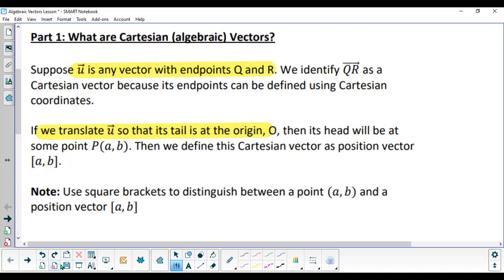So I'll give you a second to copy that down, and we're going to pair a diagram. So I'm going to show you a vector that has endpoints Q and R. We identify the vector, so you'll say QR with the vector sign over it, as a Cartesian vector because its endpoints can be defined using Cartesian coordinates, so X, Y coordinates.